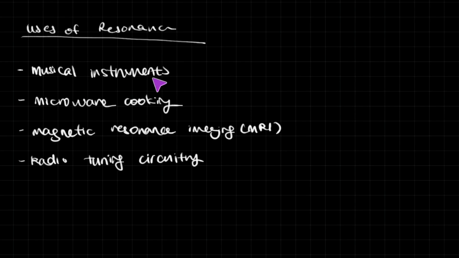So resonance is in musical instruments, it's in microwave cooking. The water molecules are made to resonate at the same frequency as the waves, the microwaves that are coming out, and that's because the microwaves are at the natural frequency of the water molecules. Magnetic resonance imaging, MRIs, also make use of resonance, it's in the name, and radio tuning circuits, where the radio waves are also going to make particles resonate and therefore transmit the information that we need.